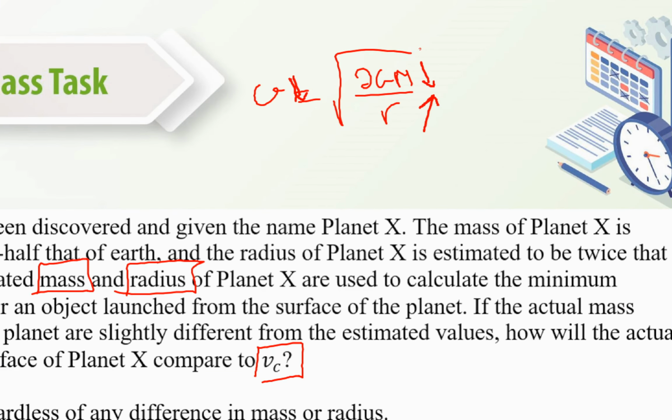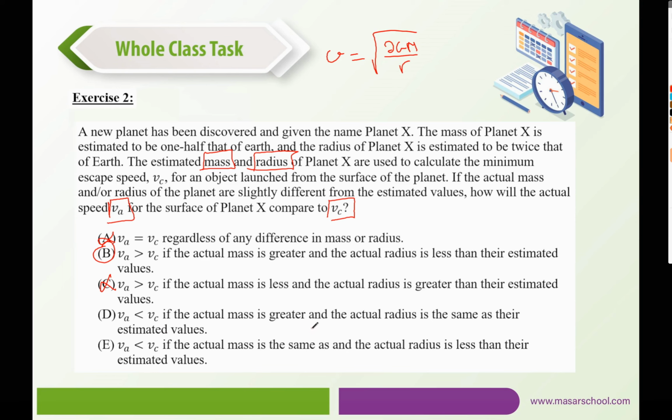If r increases, V will decrease again, but we need to know that the actual speed is greater than the estimated speed. Here we're talking about escape speed, so that's wrong. Now part D, Va is less than Vc if the actual mass is greater and the actual radius is the same as their estimated value. If m is greater, then V should be greater, then the reasoning should be Va is greater than Vc, so that's wrong. And the last one is telling us Va is greater than Vc if the actual mass is the same and the actual radius is less. We know that whenever r decreases, V should increase, therefore the actual should be greater than the estimated, so that's wrong again.